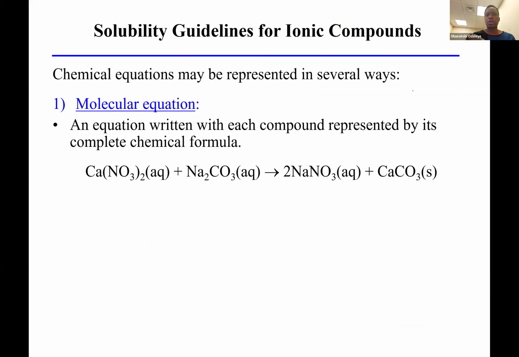All right, so there are 3 types of reactions, equations that we can write. Molecular equation is one that we're familiar with. We've done this so far. That's all we've written. And it's essentially taking your compounds and switching the partners. Okay, so calcium nitrate reacts with sodium carbonate to give me sodium nitrate and calcium carbonate. Writing it out this way is my molecular equation. I'm writing out the complete chemical formula for each of these things.